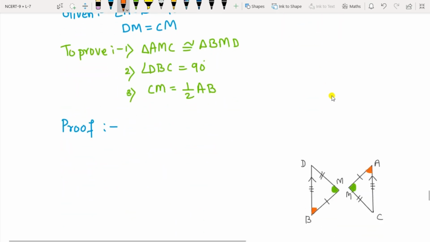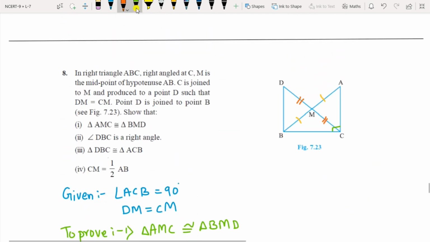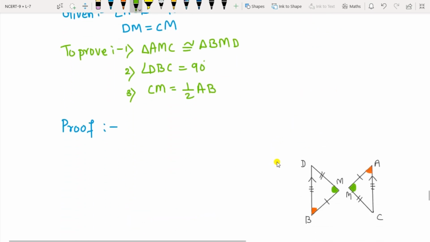So I have shown the figure here. This one. AMC is congruent to BMD. We have to prove these two triangles are congruent. That is the first thing. Second thing is DBC is 90. If this angle is 90, we have to prove that this angle is also 90. And the third thing is DBC is congruent to ACB. And the fourth one is CM, this CM is half of AB. So 4 things you have to prove. This is a lengthy sum here. Let us start with the proof now.